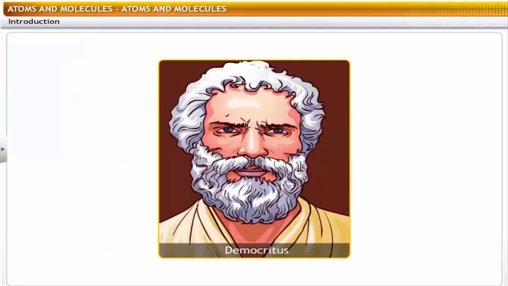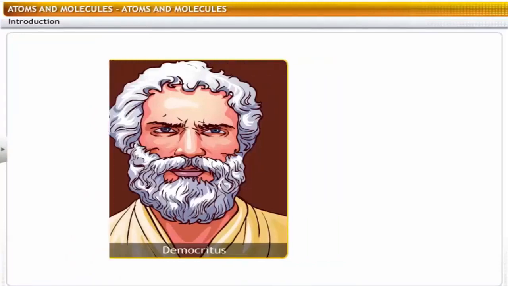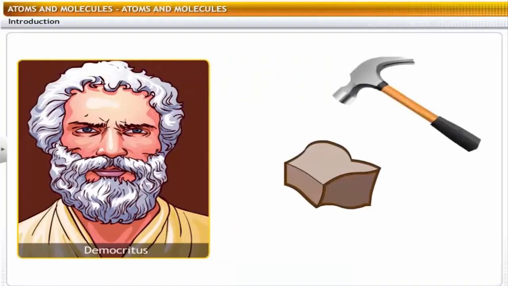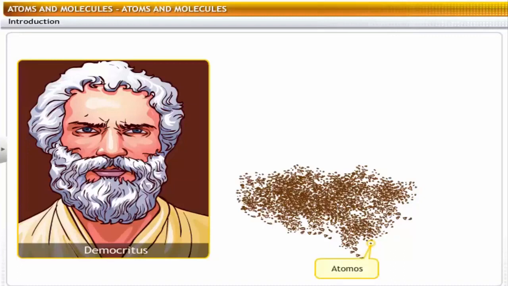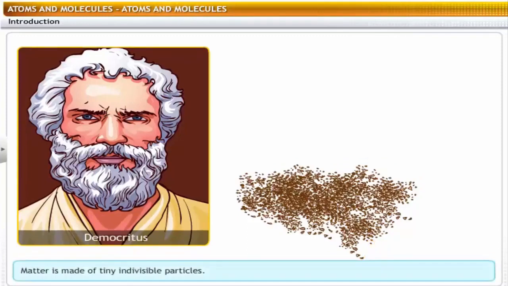After a series of experiments, Democritus concluded that if you continue to cut a stone into smaller and smaller pieces, at some point you would reach a piece so tiny that it could no longer be divided. Democritus called these infinitely small pieces of matter atomos, meaning indivisible. Convinced that matter is made of tiny, indivisible particles.